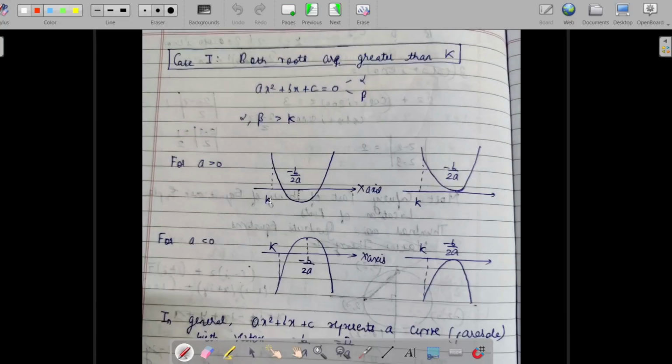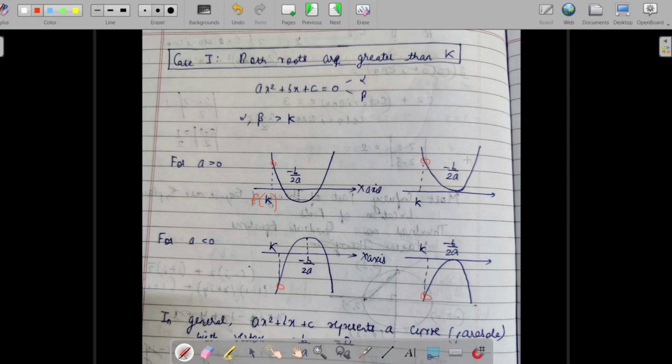Now, focus on k. Now, f of k is the value the graph or the equation will assume when you will put k in this equation. So a k square plus b k plus c is the value of f of k. In this case, you can see that it is positive, right? And when a is less than 0, f of k will be negative. This is the value, it is negative. Here it is negative, here it is negative. Similarly, here you have positive value, here you have positive value.